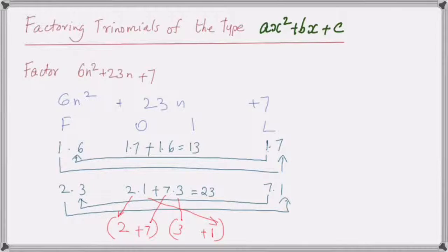Okay, so 2n, 3n, get it? That's the solution. So the solution is 2n plus 7 times 3n plus 1.